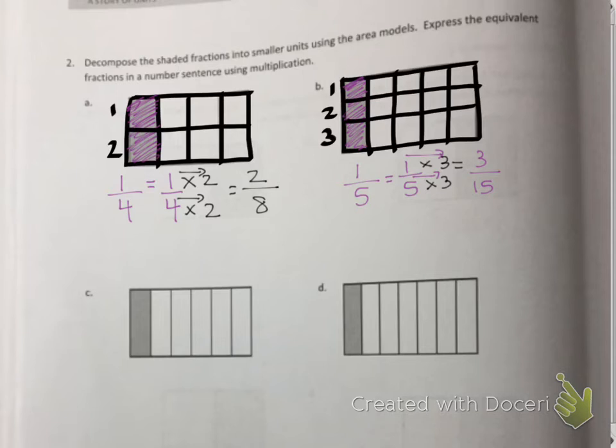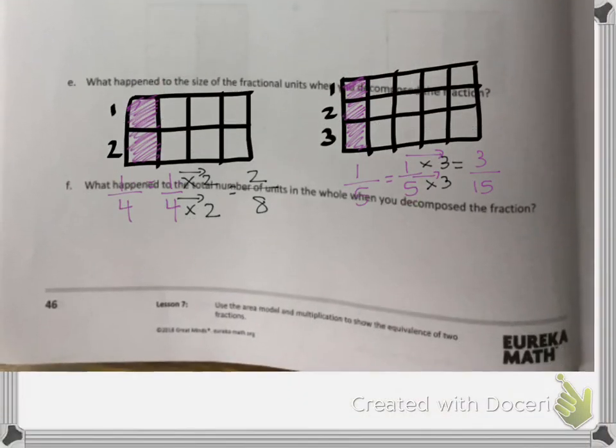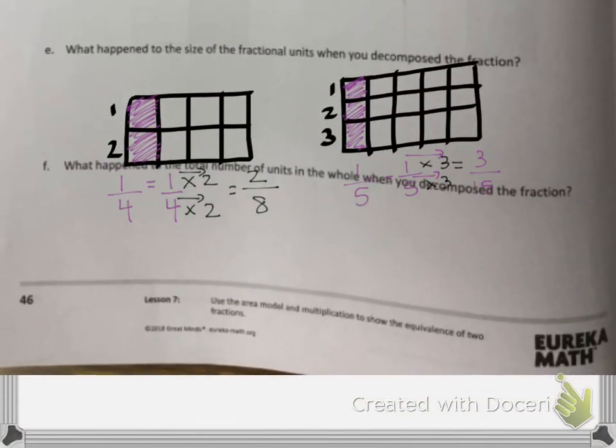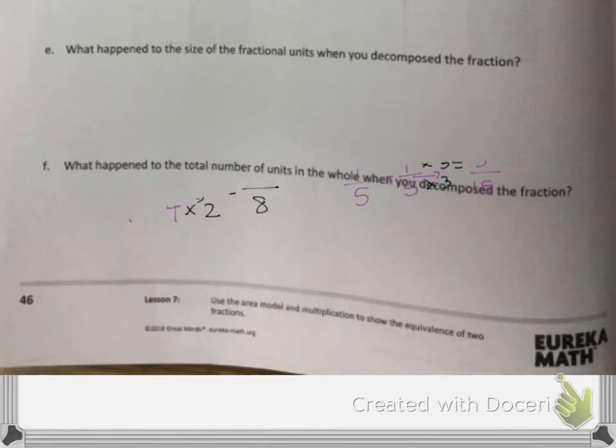So on C and D, I would like for you to do it on your own, and you can decompose these unit fractions into anything you want. You can cut it into fourths, you can cut it into fifths, sixths, okay? As long as you multiply the numerator and the denominator by the same multiplication, okay, times 2, or times 3, or times 4. So finish with C and D for me. Remember to pause the video because I am going to go to E and F and discuss those problems with you. So remember to pause the video if you are not at this step yet.